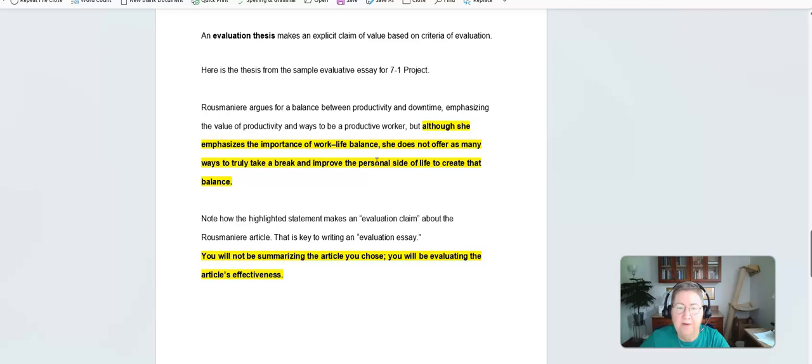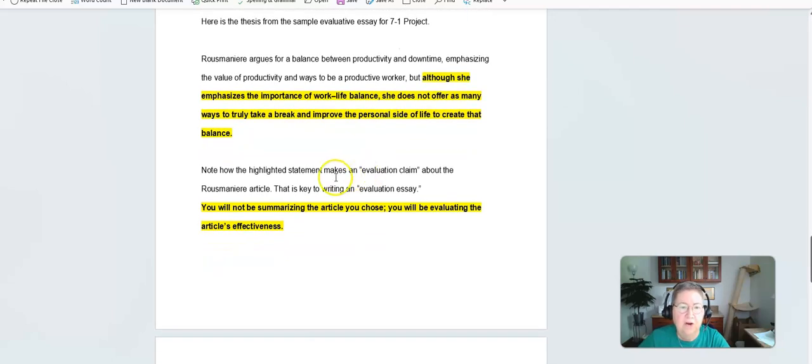And that's your job, is to point that out to your audience. This works, but the rest of this does not work so well, and you need to know that. Note how the highlighted statement makes an evaluative claim about the Rose Meniere article. That is key to writing an evaluation essay. And it's really, really important that you remember, you will not be summarizing the article you choose when you write your evaluation essay. You will be evaluating the article's effectiveness.